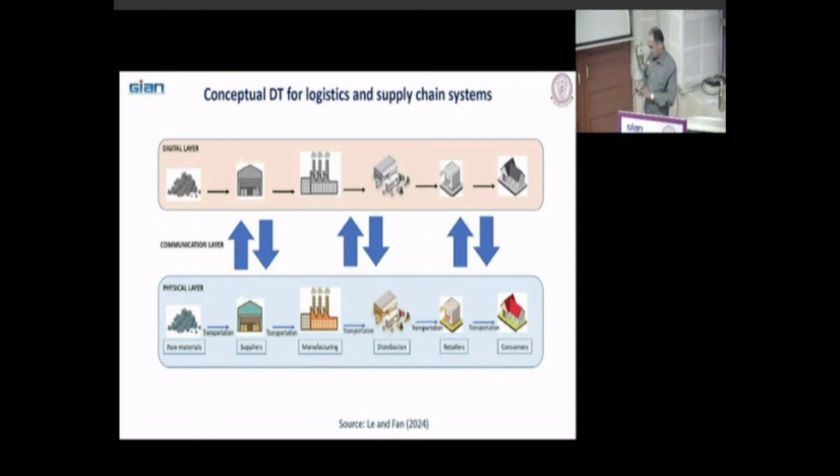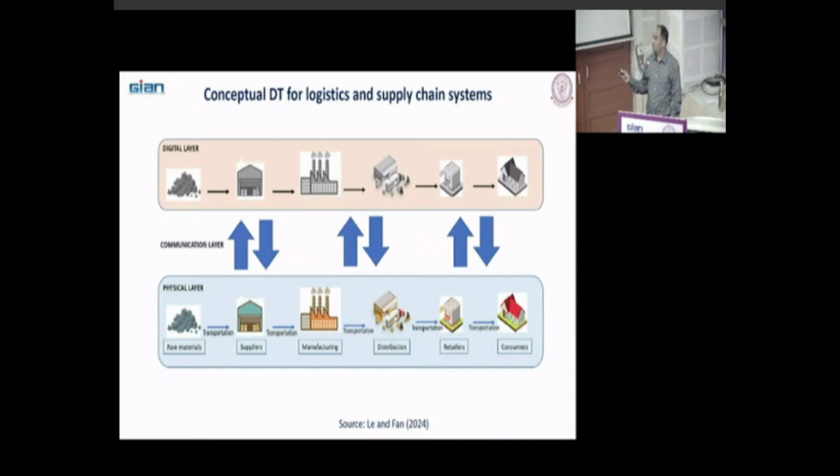So here you can see your physical supply chain. You have the raw material suppliers, then the main suppliers, who make the components using that raw material, then the manufacturer, who makes the finished products, then they are sent to distribution, retailers, and consumers. So this is your physical layer, the physical supply chain.